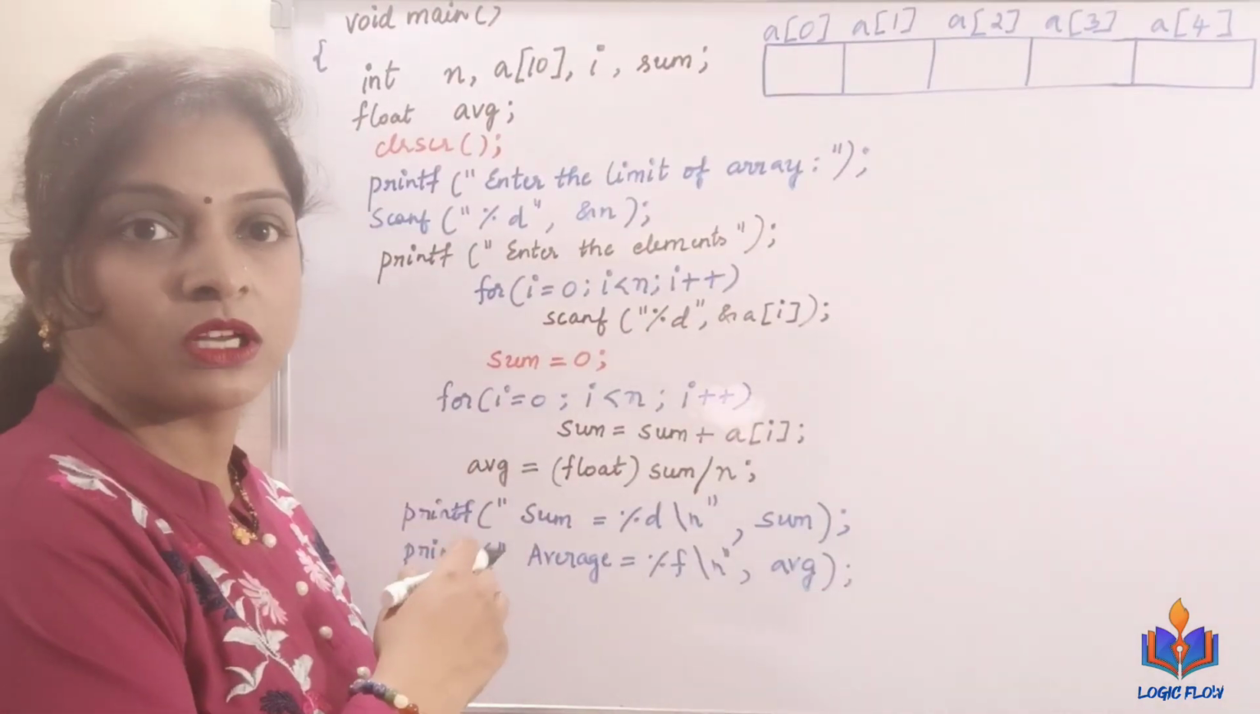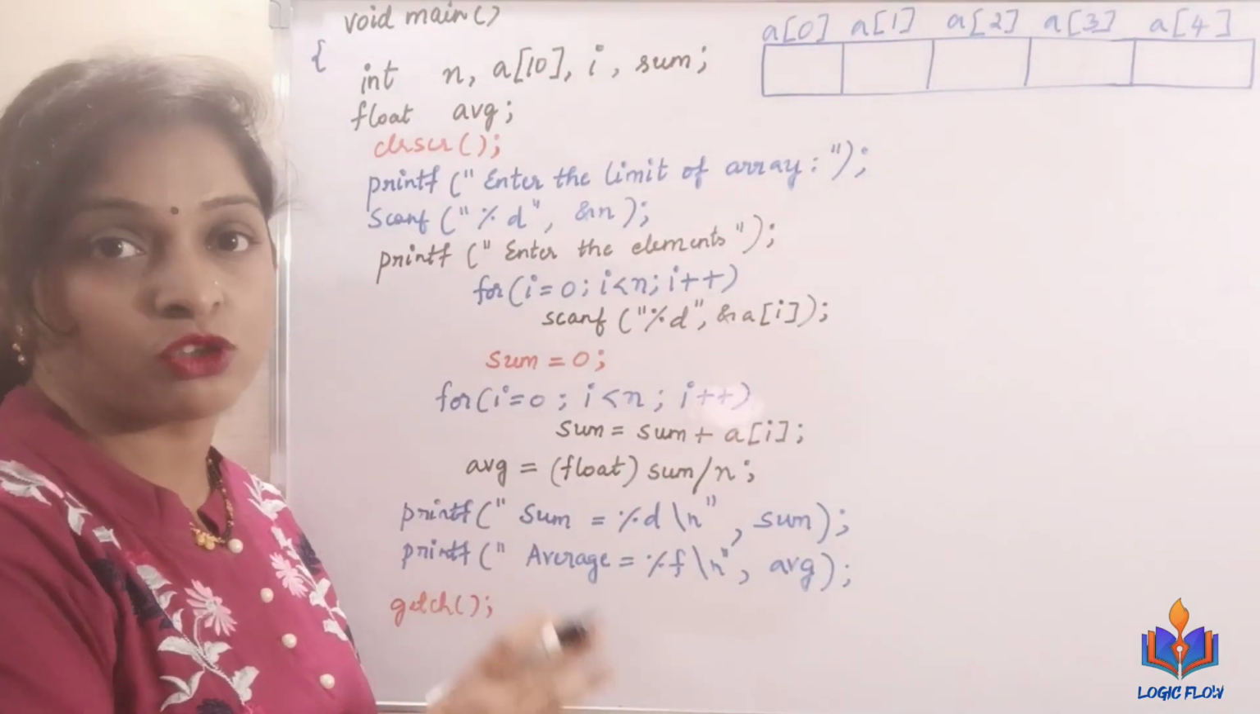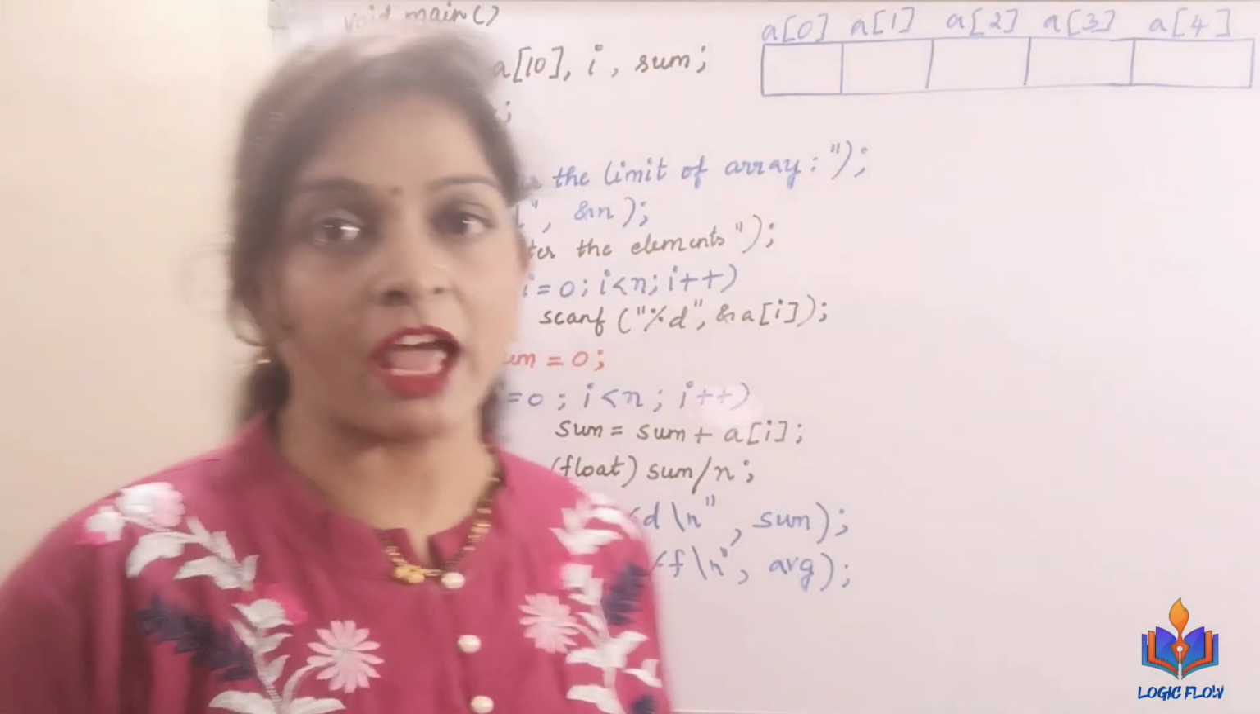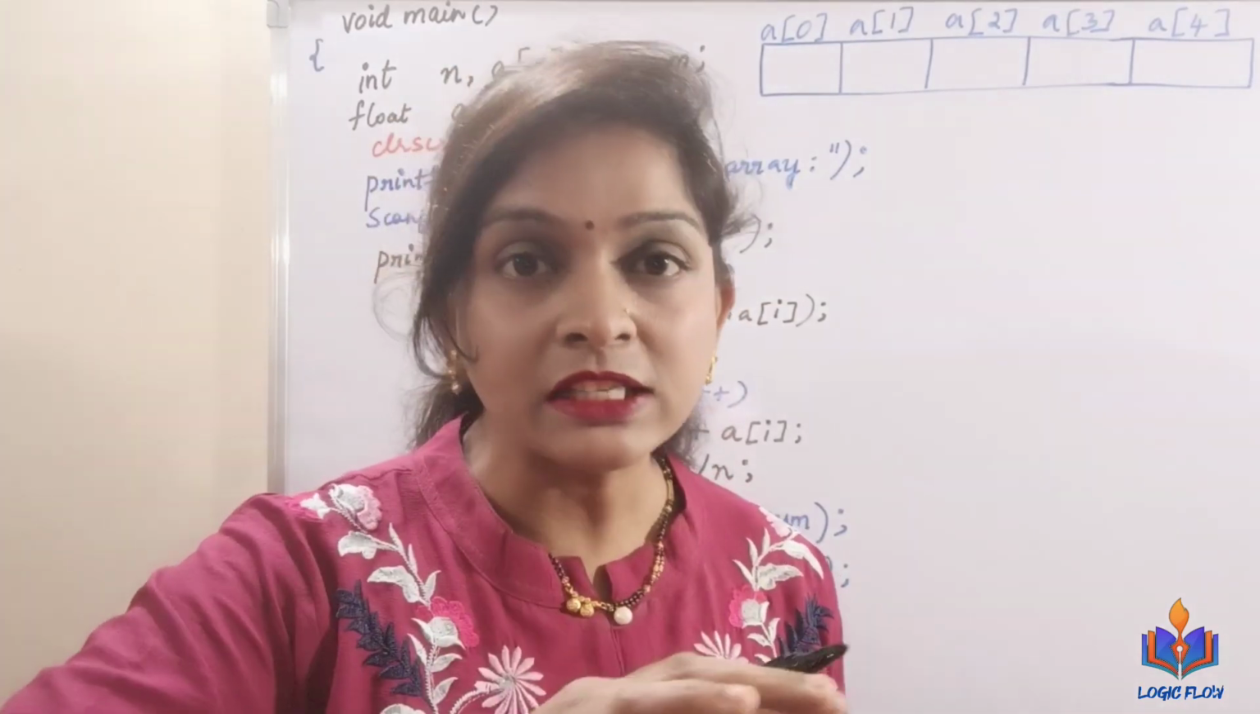So this is what our complete program is. This is the program which finds the sum and average of n numbers. So what is the sum and average of n numbers? We need to input n numbers and find the sum of all the numbers.